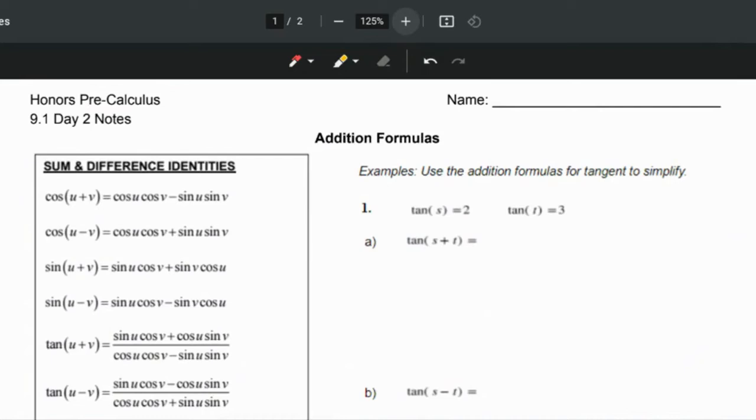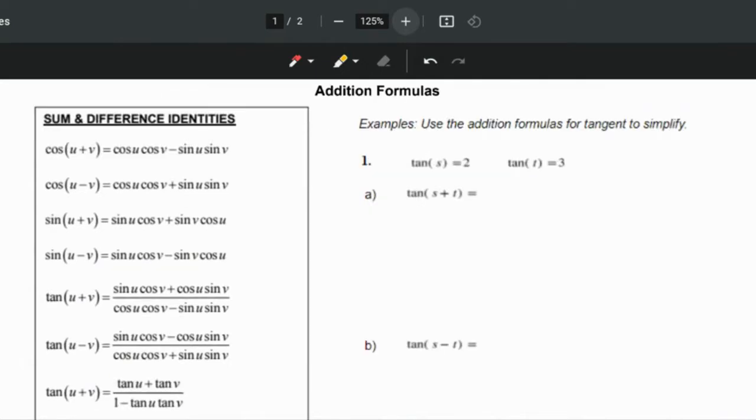All right, so today we're going to take a look at the sum and difference identities from your formula sheet, and we're going to use them to simplify or verify some problems. We're going to use the addition formulas for tangent to simplify. Now, if you notice, there are two different versions of tangent of u plus v.